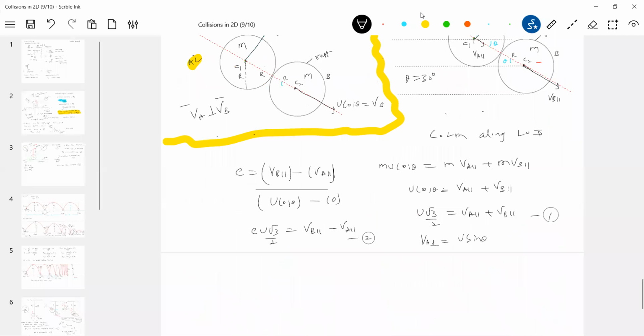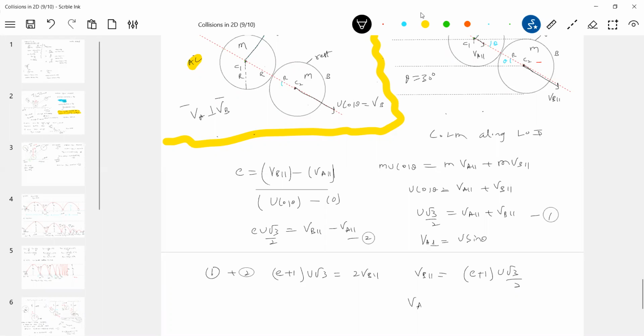Adding up these two equations, it should be equal to how much? e plus 1, u root 3 should be equal to 2 VB parallel. So what is VB parallel? e plus 1 into u root 3 by 2. Substitute that here, we'll get VA parallel.